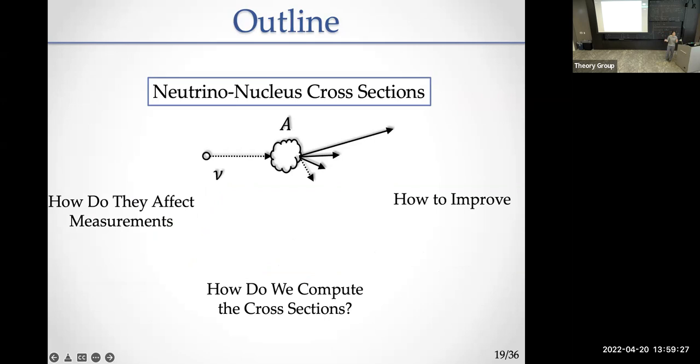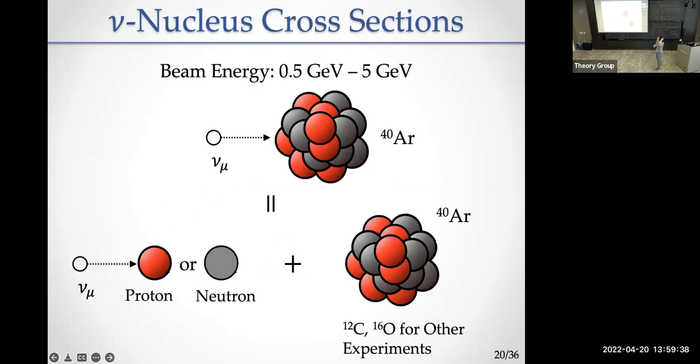of these interactions. Okay, so next I'll briefly describe how we actually compute these cross sections and also why it's so difficult. So let's say again, our goal is to compute how a 0.5 GeV to 5 GeV neutrino interacts with a large nucleus, argon. In this energy range, the process can be broken up into two steps, the so-called impulse approximation, because the wavelength of the probe is smaller than the typical separation between nucleons in the nucleus.